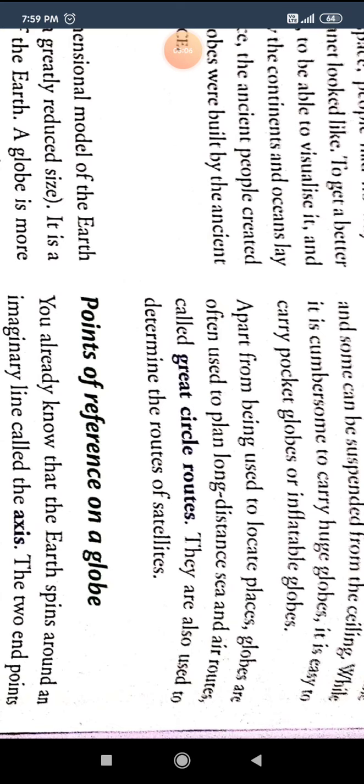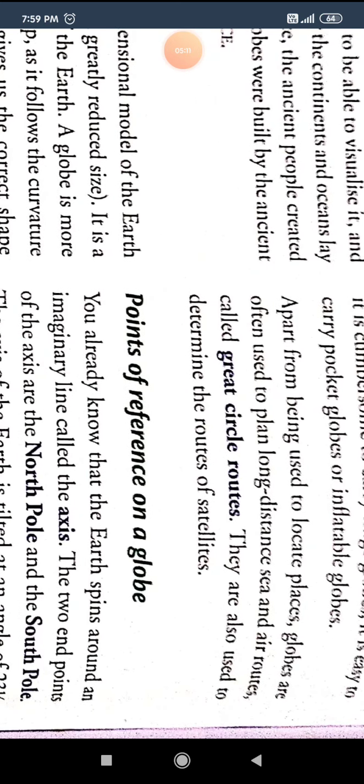Apart from being used to locate places, globes are often used to plan long-distance sea and air routes, which are called great circle routes. They are also used to determine the routes of satellites. So this is the use of the globe.